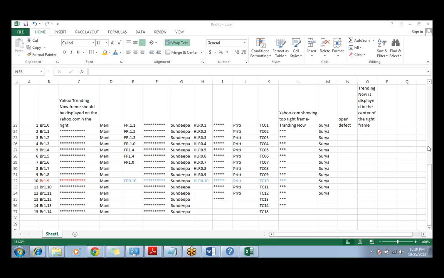So what we just did is a real-time case study. You can take it for how to create a requirement traceability matrix for that.